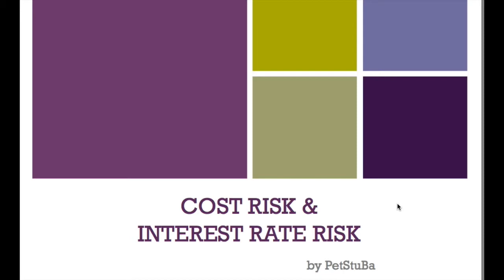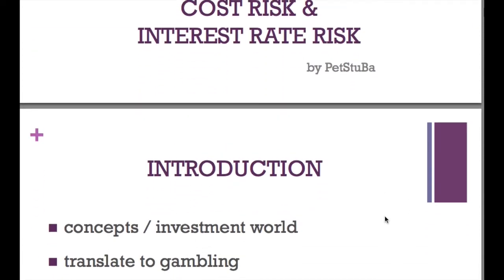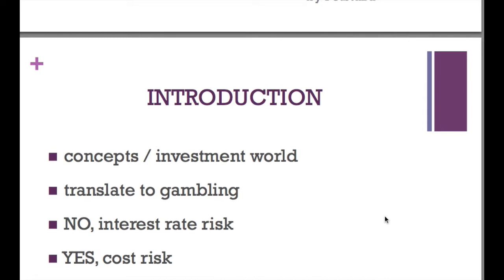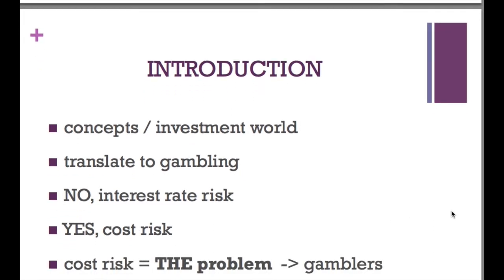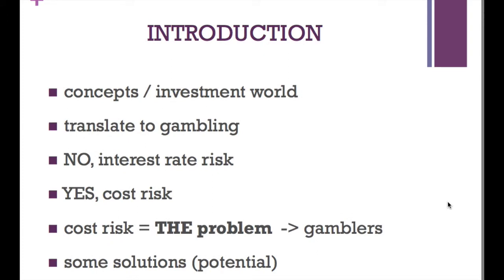In this video we'll talk about the cost risk and the interest rate risk. These are concepts from the investment world and I will translate them to gambling. No, there is no interest rate risk. Yes, there is a cost risk, and the cost risk is actually the problem for gamblers. If you can exclude, avoid, eliminate the cost risk, you will win for sure, 100% sure. And then at the end, I will share some solutions to this cost risk problem.